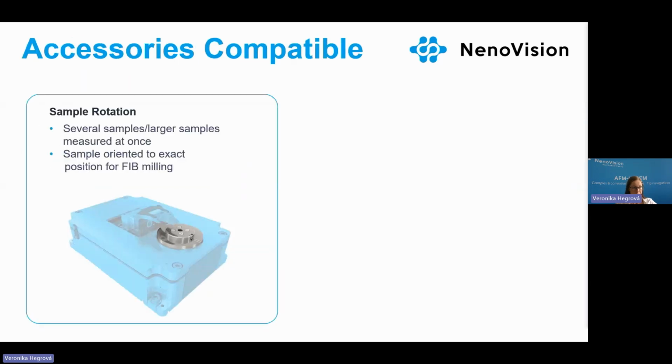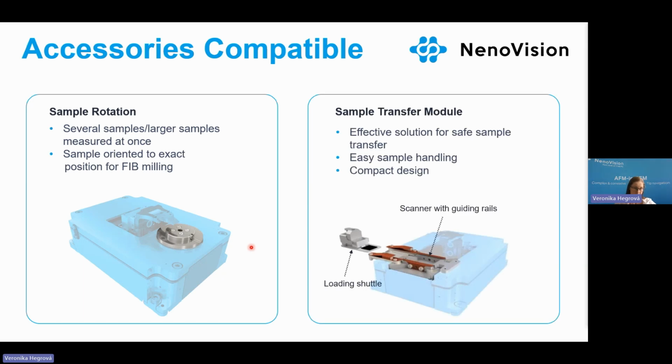Optional accessories which are compatible and very useful for this solution is a sample rotation, which allows larger samples or more samples to be analyzed at once, and especially we can precisely rotate to the exact position for FIB milling. For very sensitive samples, the sample transfer module is an effective solution to safely transfer the sample without touching the air or humidity. And as it has an automatic loading shuttle, it's quite easy to put the sample in and out.